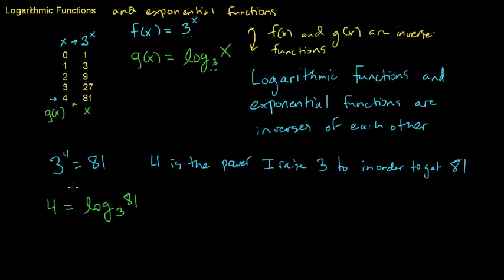And you can really see how these two mathematical statements are truly interchangeable, because both are read in exactly the same manner. 4 is the power I raise 3 to get 81, and 4 is the power I raise 3 to get 81. We can do the same thing with every number here, right? I can say that 2 is the power I raise 3 to to get 9, or 2 is the power I raise 3 to get 9.